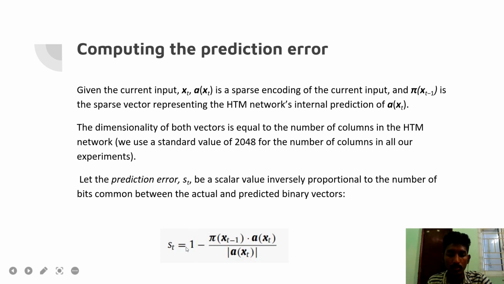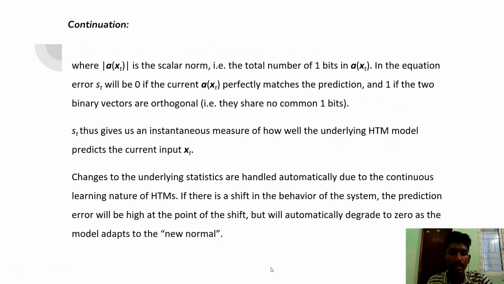It is like S_t equal to 1 minus the dot product of π(x_{t-1}) and a(x_t) divided by |a(x_t)|. Here |a(x_t)| is the scalar norm, that is the total number of 1 bits in a(x_t). In the equation, the error S_t will be 0 if the current a(x_t) perfectly matches the prediction, and it is 1 if the two binary vectors are orthogonal, that is they share no common 1 bits.